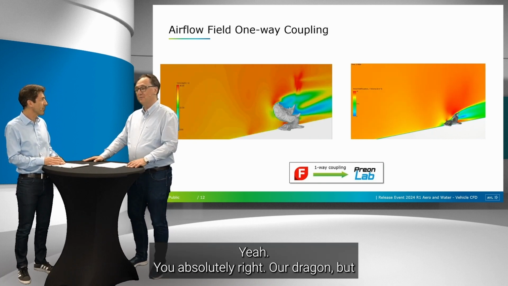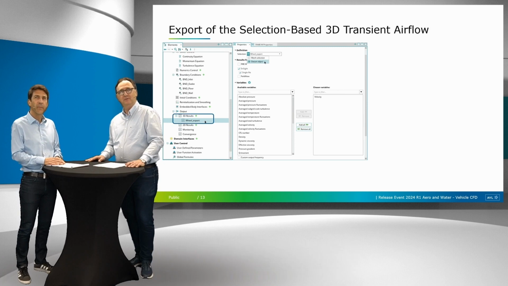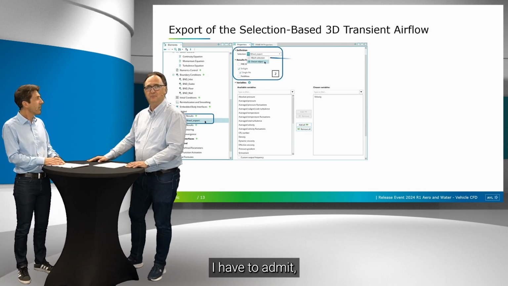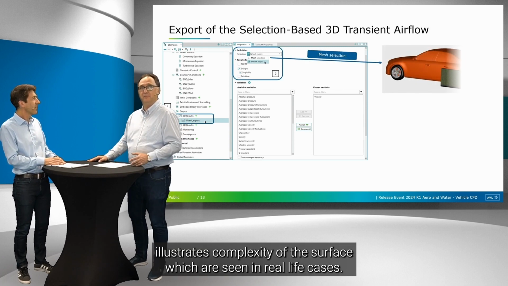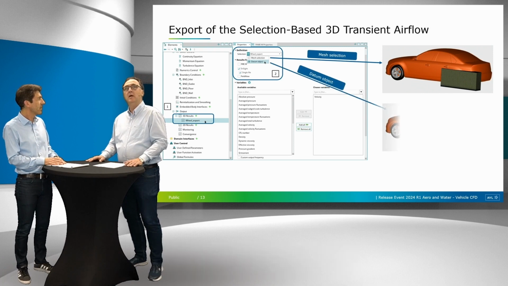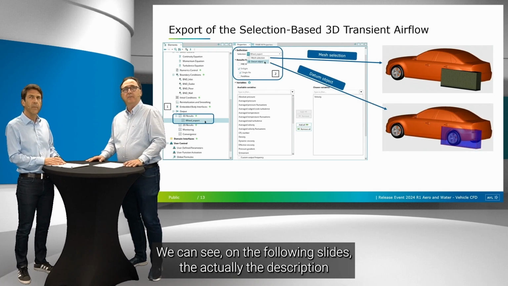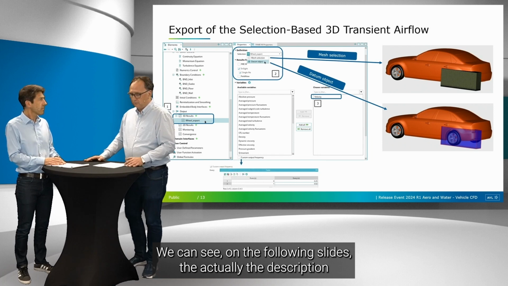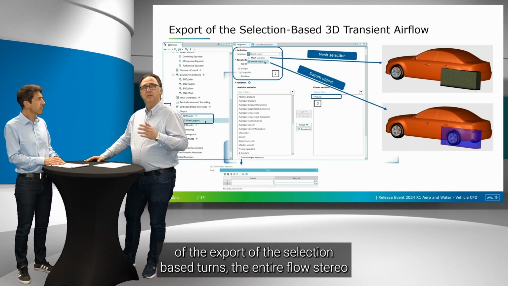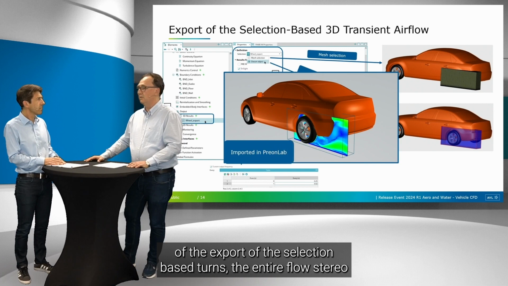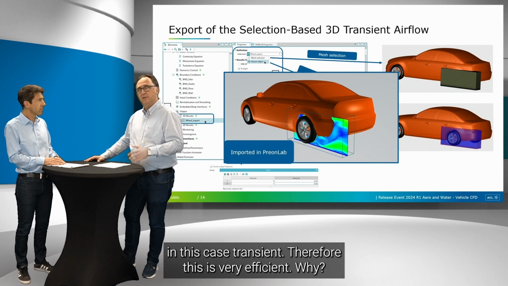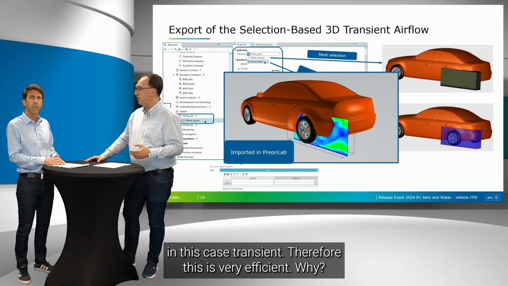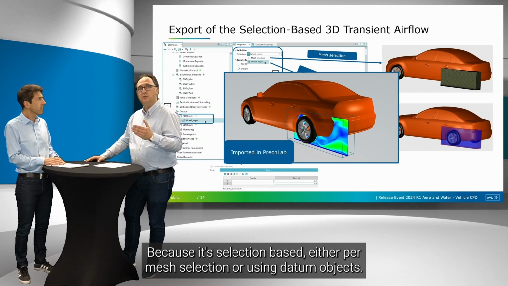Yeah, you're absolutely right. Our Dragon, I have to admit, illustrates the complexity of the surfaces seen in real life cases, and this is a real life case. We can see on the following slides the description of the export of the selection-based transient airflow. Steady, or in this case, transient airflow. This is very efficient. Why? Because it's selection-based, either per mesh selection or using datum objects.